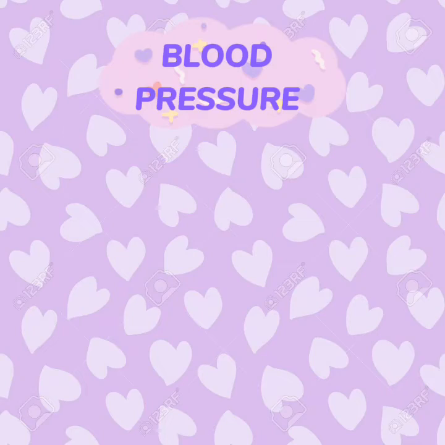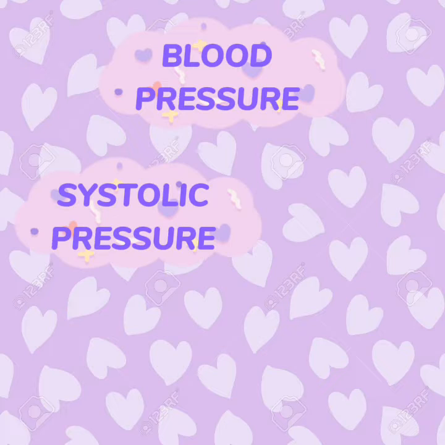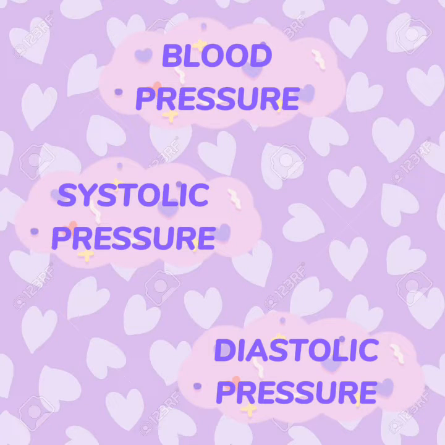Let's move on to getting the blood pressure of the patient. Two numbers are recorded when measuring blood pressure. The higher number, or the systolic pressure, refers to the pressure inside the artery when the heart contracts and pumps blood through the body. The lower number, or the diastolic pressure, refers to the pressure inside the artery when the heart is at rest and is filling with blood.